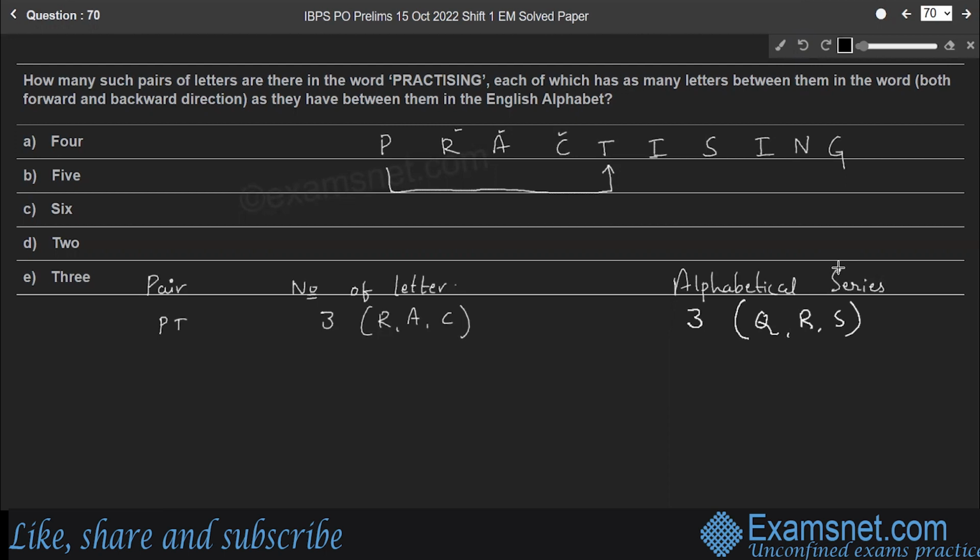Right? So the next pair is G and I. We can consider both in the forward direction as well as in the backward direction. So letters between G and I in the given word is only 1, which is N. In the original alphabetical series, between G and I: G, H, I. So H is the only 1 letter between G and I. Therefore, these 2 numbers are equal.